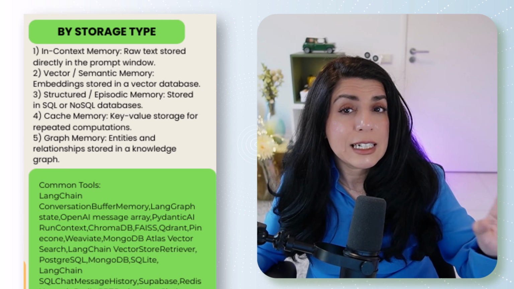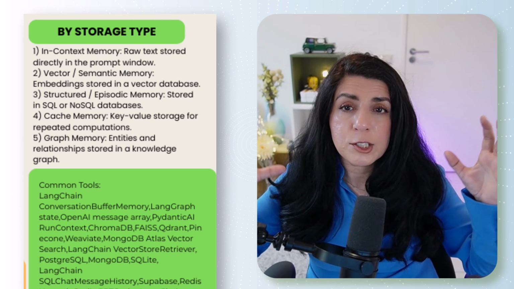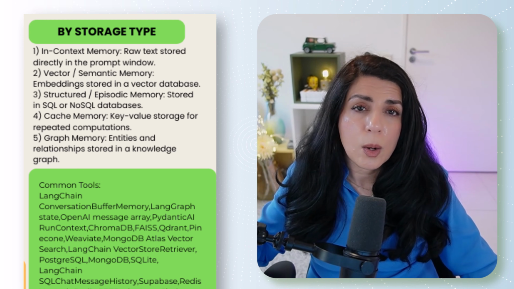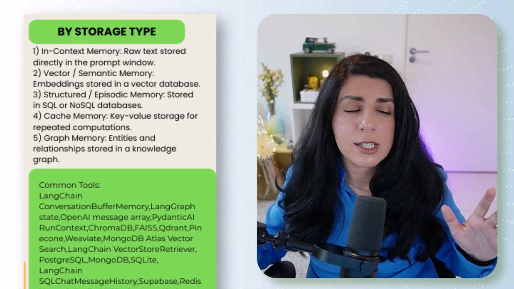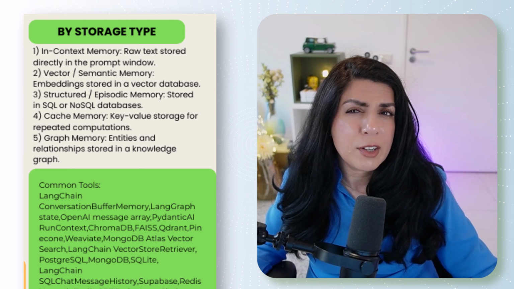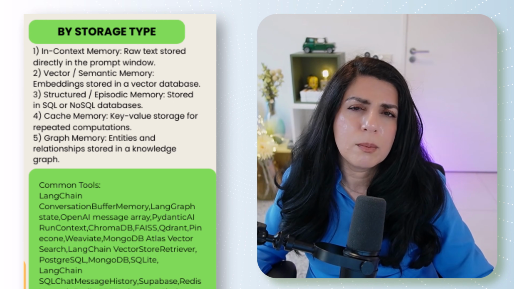Then we have graph memory. Entities and relationships are stored in a knowledge graph, best for complex interconnected facts and entity relationships. You have Neo4j, GraphRAG, and LlamaIndex. GraphRAG is the most famous one.